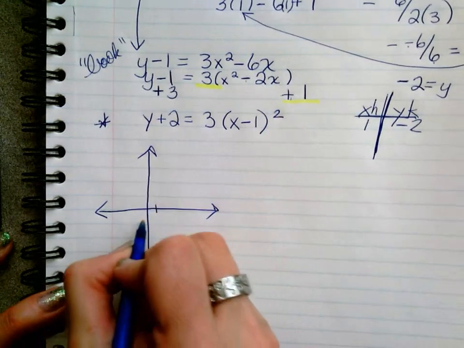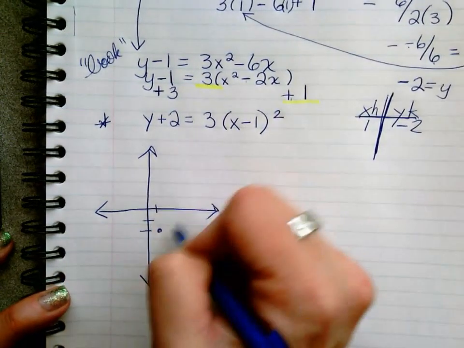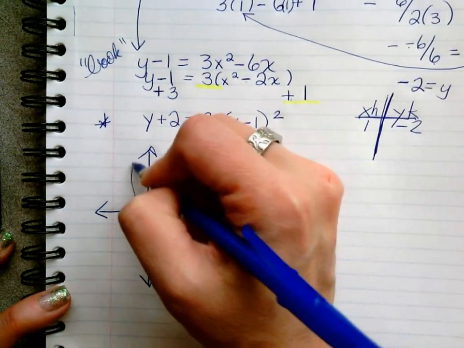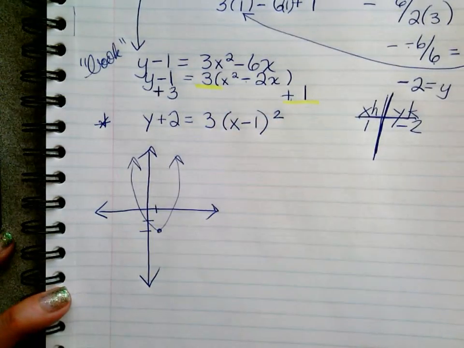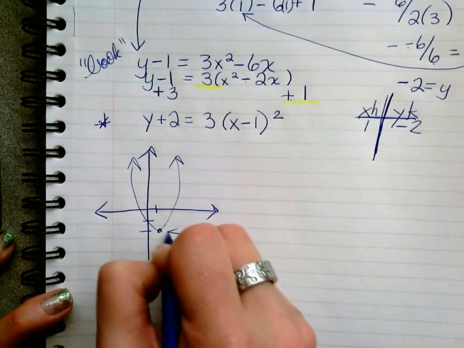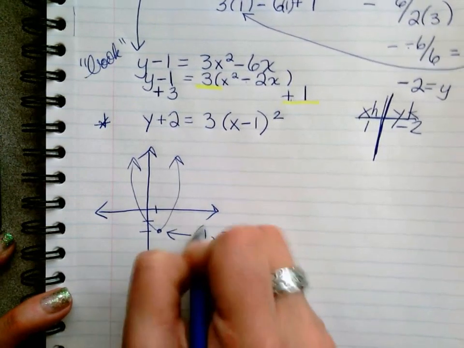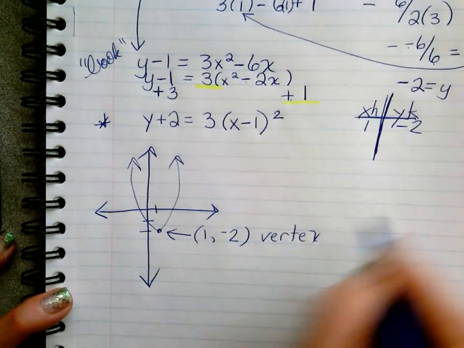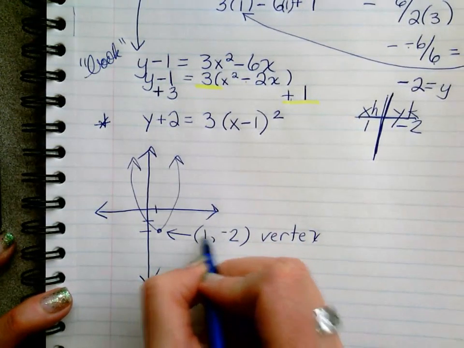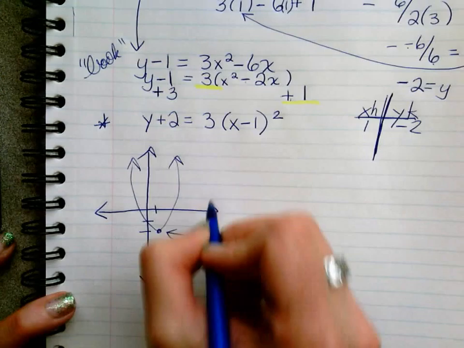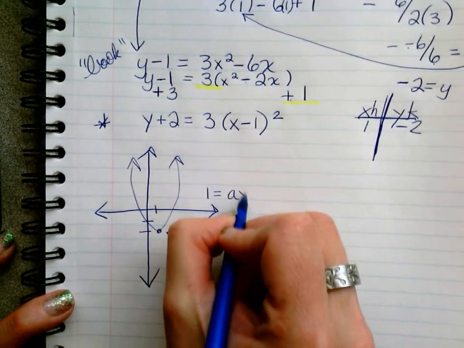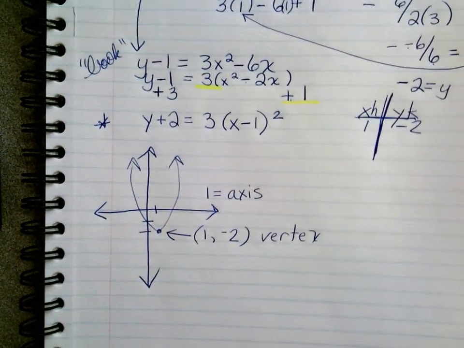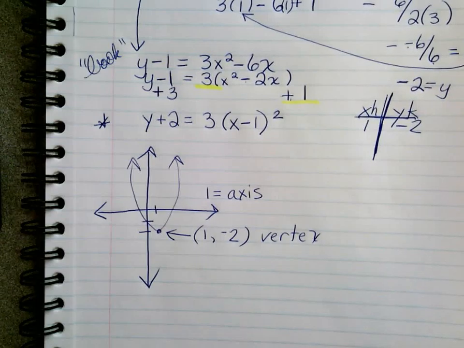I go over 1, down negative 2, that's my vertex. My parabola is going to go like this. If I found more points, I could find that more accurately. 1, negative 2, vertex, and over 1, down negative 2, and 1 is my axis. All right, that's all we're really looking for, okay, so far.